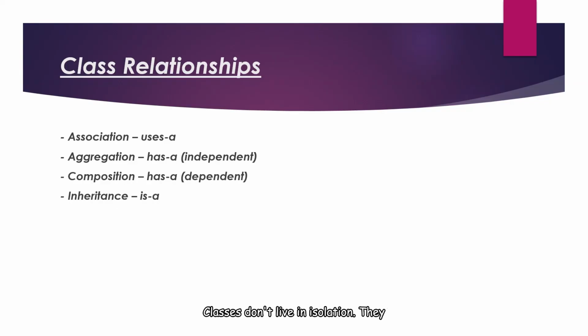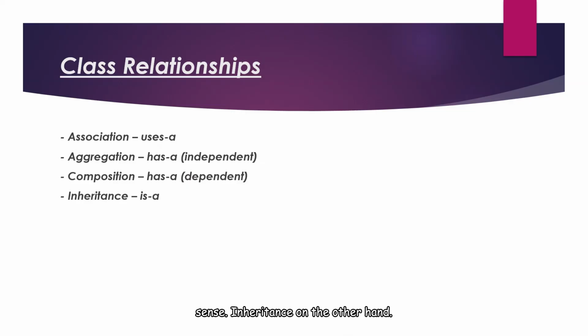Classes don't live in isolation, they interact, and understanding how they relate to one another is key. Association is a general connection where one class uses another. Aggregation is a has-a relationship, but both objects can exist independently. For example, a university has students, but students can exist without the university. Composition is stronger. If one object is destroyed, the composed objects are too. Think of a house composed of rooms. Remove the house, and the rooms no longer make sense.